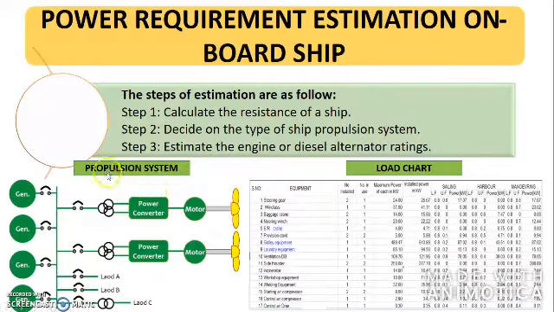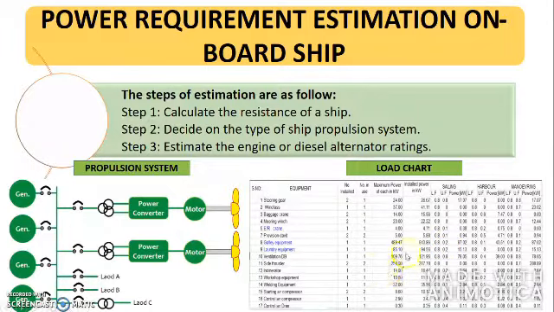This is an example of a propulsion system, which is the basic component used in the diesel electric propulsion system. This is a load chart. A load chart is required, where all the electrical loads are listed, considering the three operating conditions in general, which are sailing, harbor, and maneuvering.